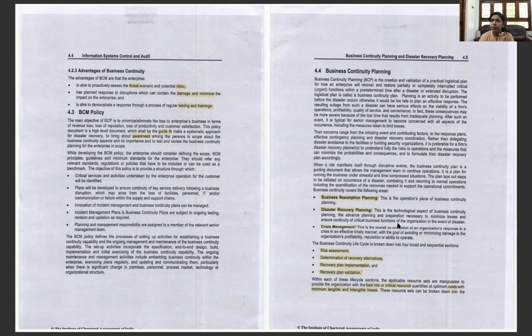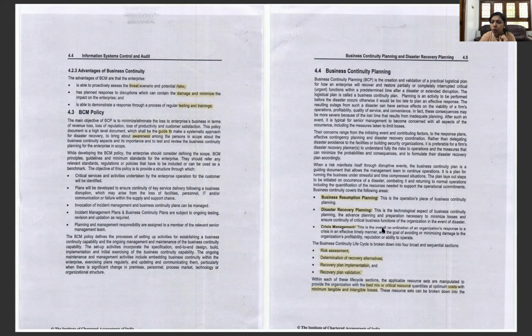That is the mission critical aspects. We have seen value added and non-value added in other subjects, and here we are splitting it into critical items and non-critical aspects of a business. And BCP, DRP always focus only on the critical aspects. So business resumption planning is the operational piece of BCP, and DRP is the technical aspect. And next is crisis management.